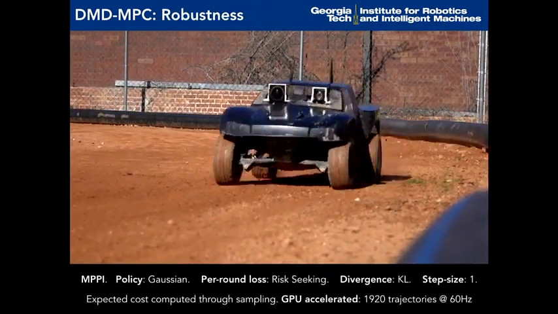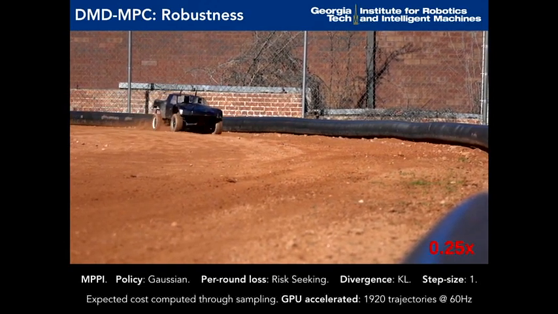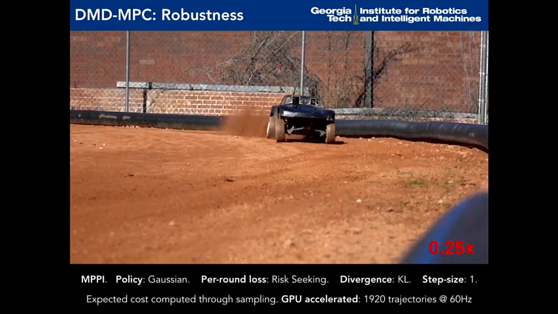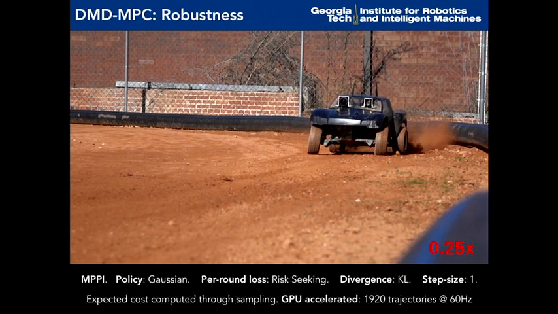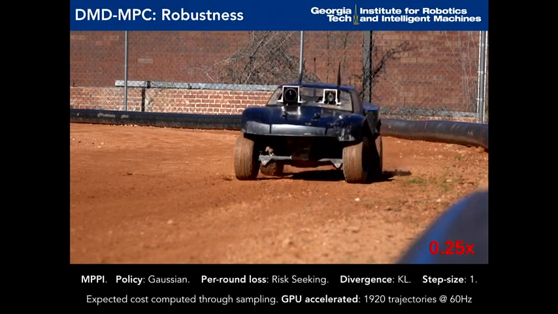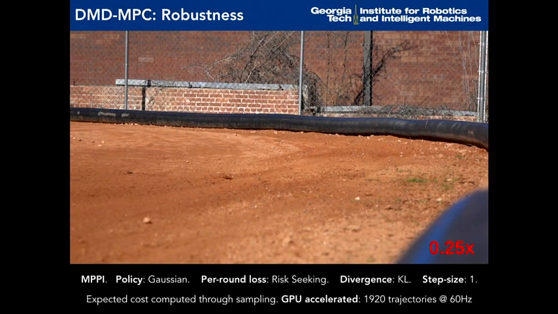Finally, MPC in general is fairly robust to perturbations. So what you're seeing here is the car coming around the track. It's drifting through this turn, and you'll see there's a small rock which knocks the back of the car out of alignment, and the algorithms are able to recover from that sort of perturbation and continue driving.